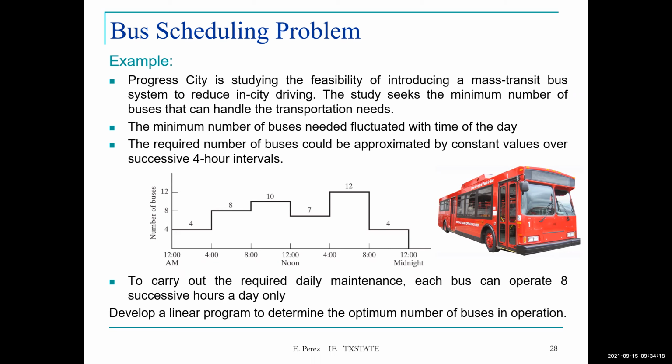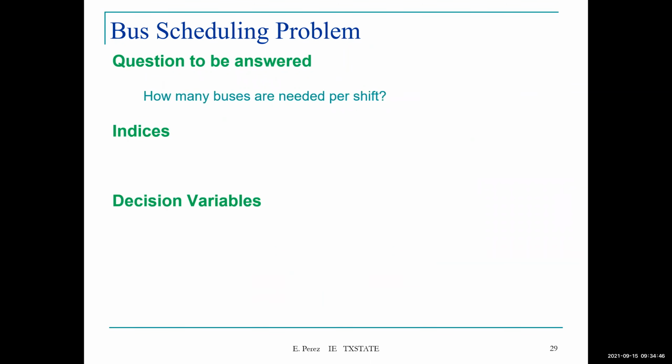We look at the number of buses that were needed throughout the day. In this case, we had an 8-hour shift because buses needed to run for 8 hours and then they needed some maintenance. So we knew from the beginning that these buses were going to run for 8 successive hours a day only. But our demand is changing every 4 hours. So the idea was to look at the decisions of how many buses are needed per shift, 8-hour shifts, knowing that the demand will be changing every 4 hours.